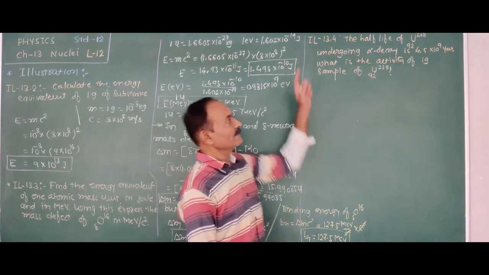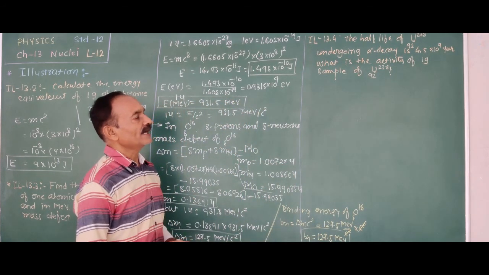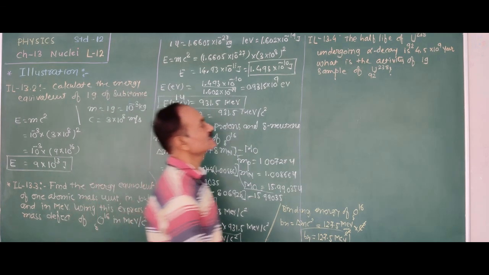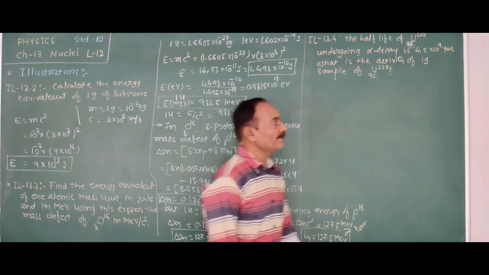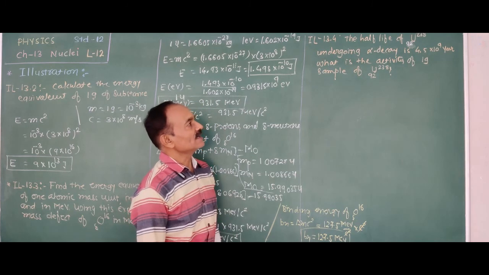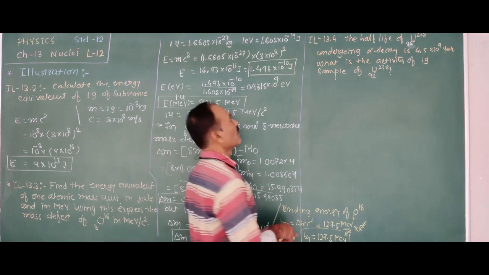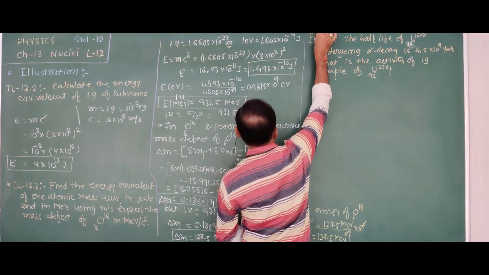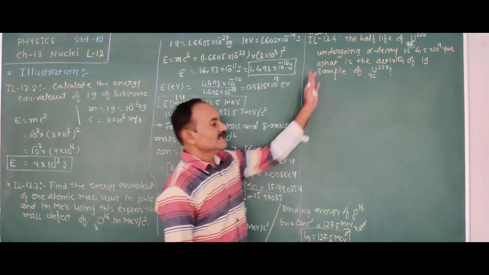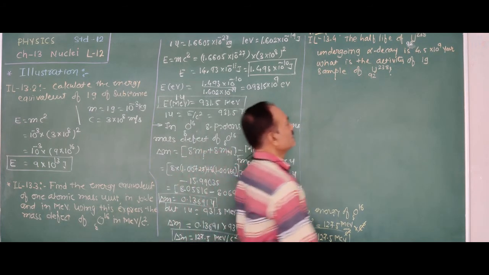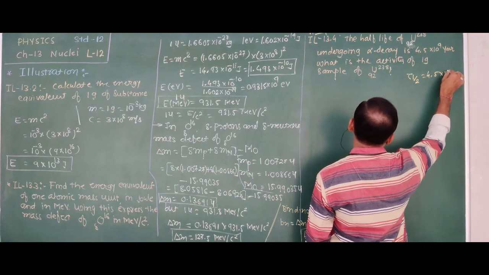Now after that, 13.4: the half-life of uranium 92-238 undergoing alpha decay is 4.5 into 10 raised to 9 year. What is the activity of 1 gram sample of uranium 92-238? That is the most important numerical. Now here the half-life is given. Therefore half-life, that means tau half is equal to 4.5 into 10 raised to 9 year.